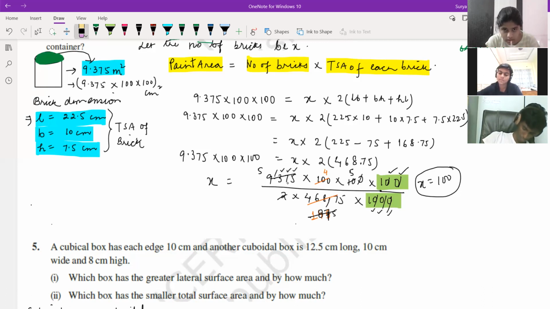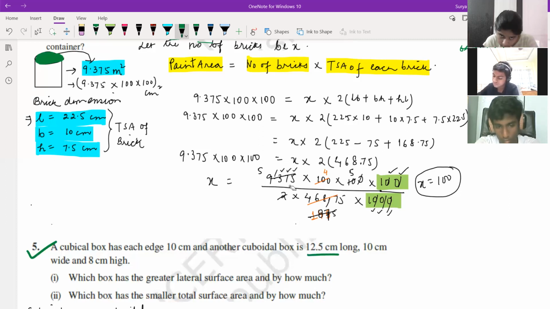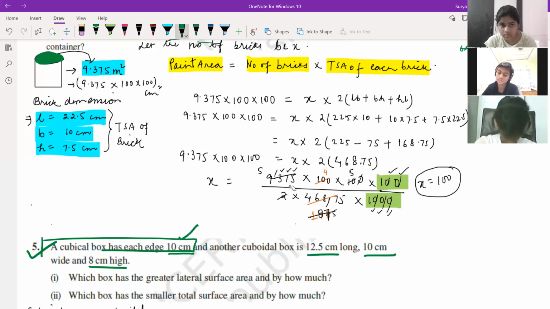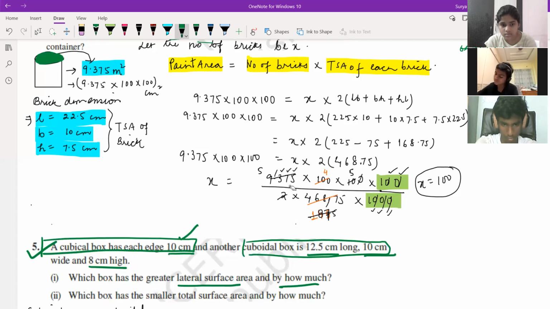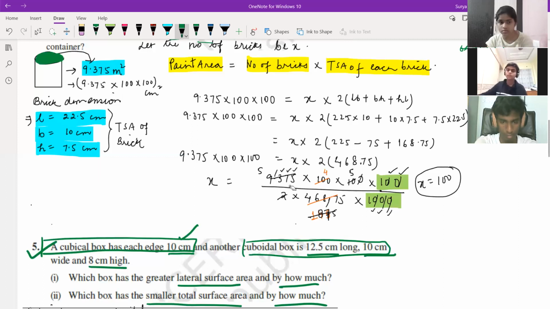A cubical box has an edge of 10 centimeter. Another cuboidal box has dimensions 12.5 centimeter, 10 centimeter and 8 centimeter height. So this is cubical and this is cuboidal, right? Find the lateral surface area of both, and the total surface area, and by how much one is greater.